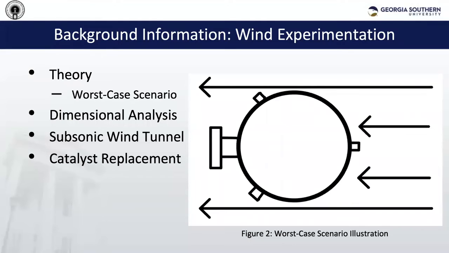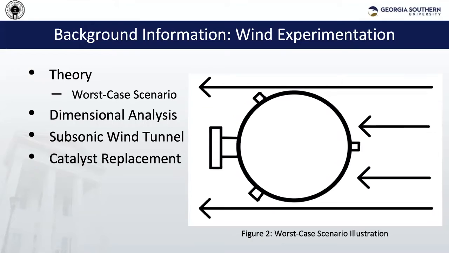This worst case scenario is illustrated in figure 2 here, and it is when the wind is moving in line with the manway, effectively pushing the pressure vessel more in the direction of the shifted center of gravity due to this manway placement. In order to create an experiment with this, a dimensional analysis was performed.